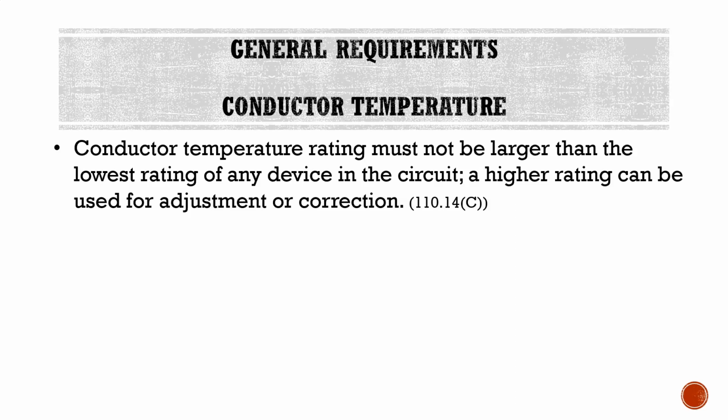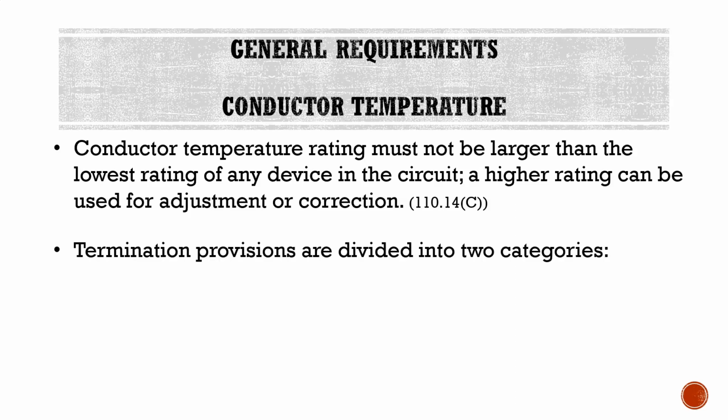Since the conductor is rated for 60 degrees Celsius, even though the breaker and the receptacle are both rated at 75 degrees Celsius, we would have to treat the entire circuit as if it were only 60 degrees due to the conductor having that lower rating. We'll talk about that higher rating for adjustment or correction here in just a little bit.